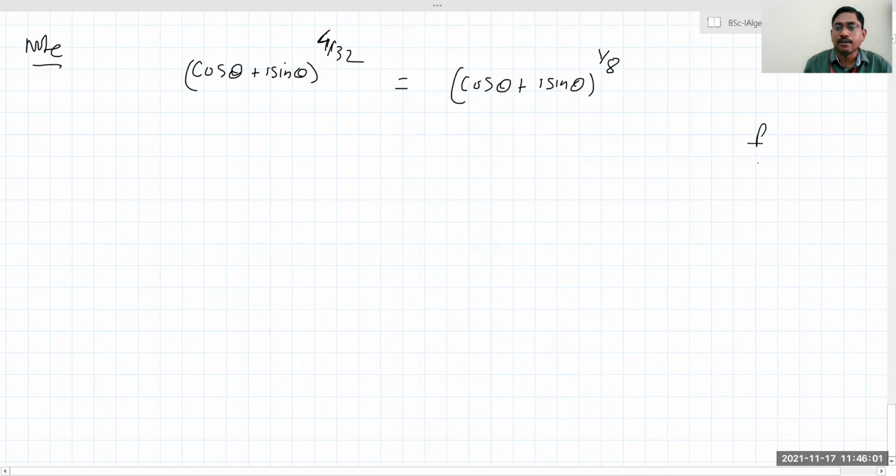Your numbers p and q should be such that there is no common factor and q is not equal to 0. You know the definition of a rational number. P and q are relatively prime. Relatively prime means there is no common factor. If a common factor is there, that common factor has to be 1. The greatest common divisor of p and q has to be 1. So 4 and 32 do not have greatest common divisor 1. So this expression has 8 values, not 32 values.